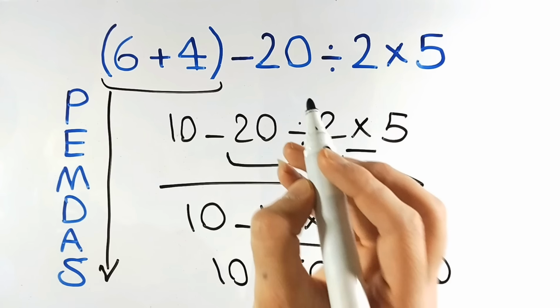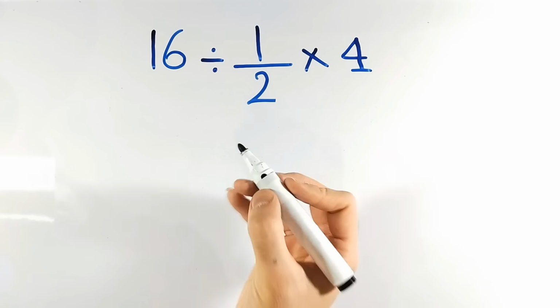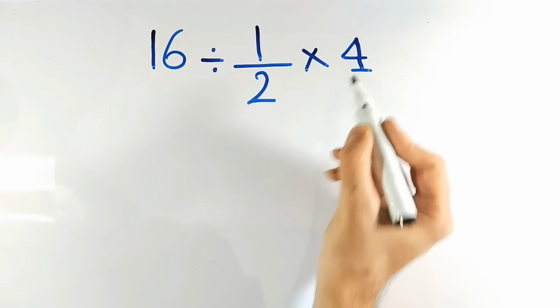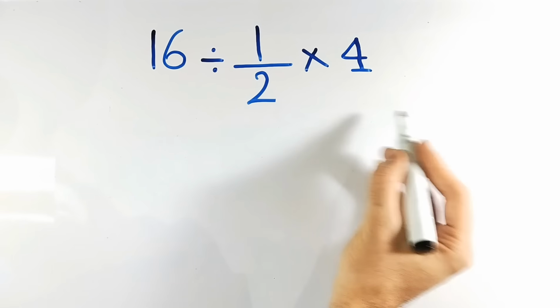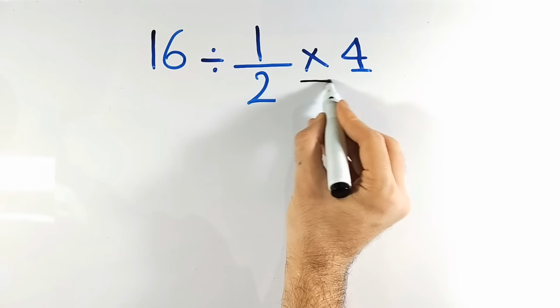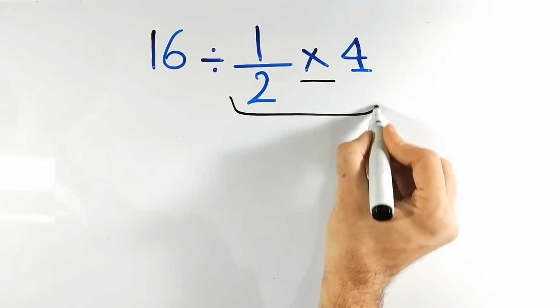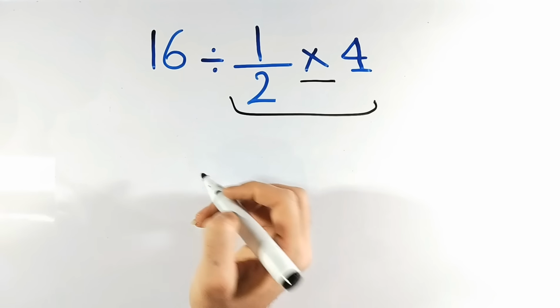Alright, now let's solve another math question together. What is the value of the expression 16 divided by 1 over 2 times 4? Many people, when trying to solve this question, first go to the multiplication between 1 over 2 and 4, because they believe multiplication has a higher priority than division.